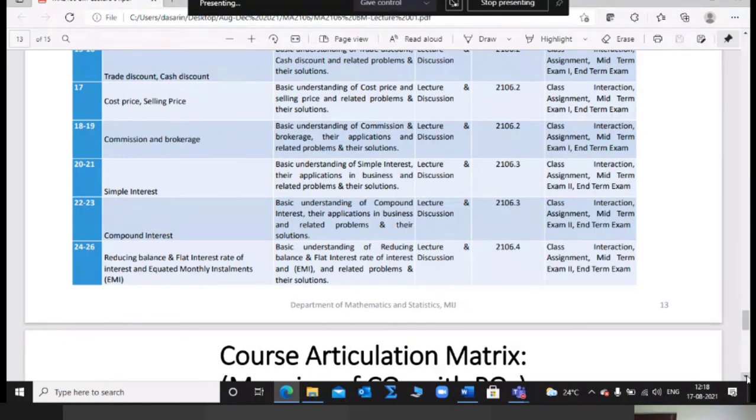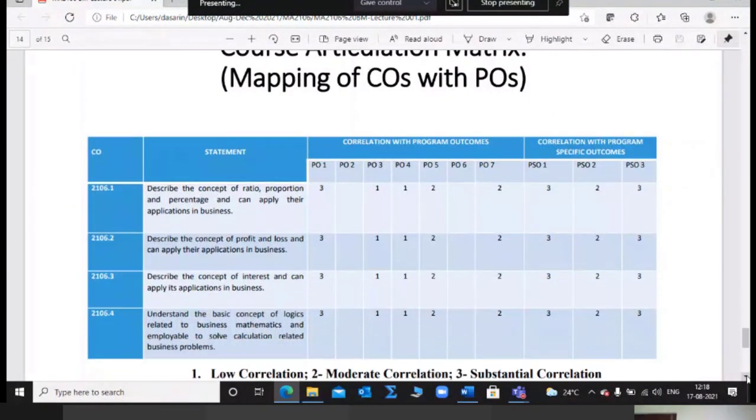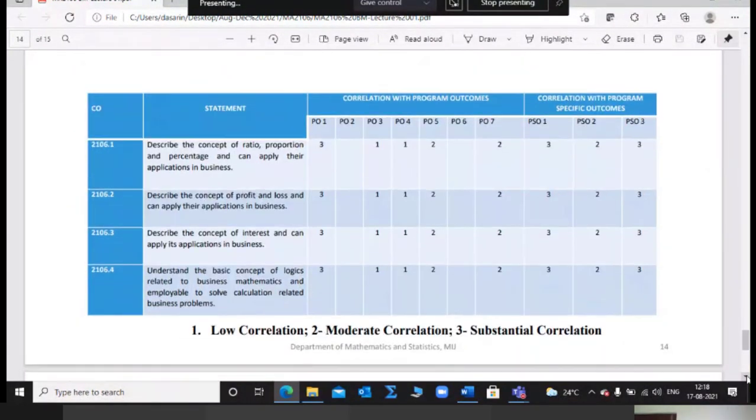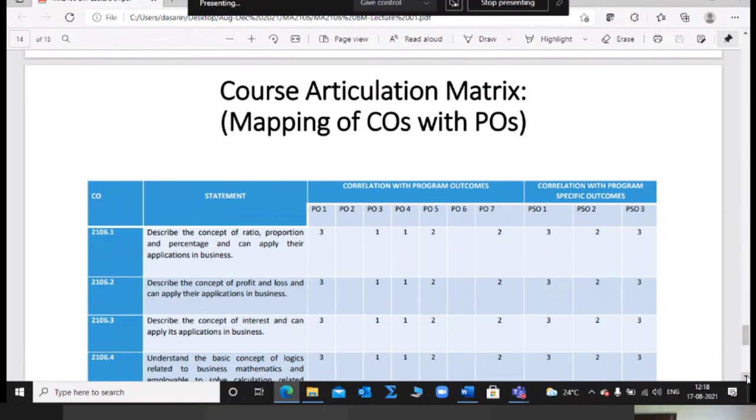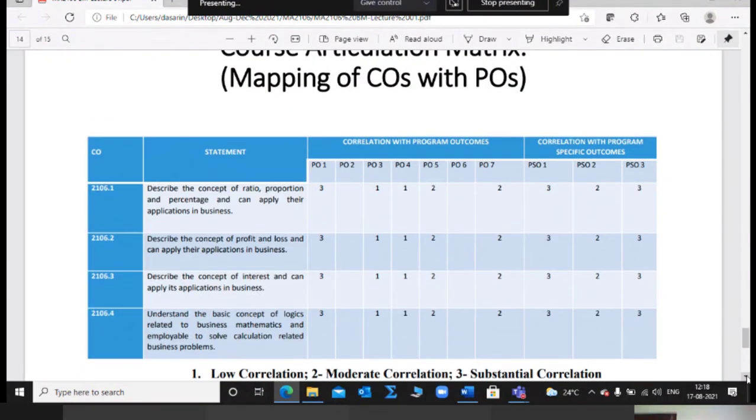Though it's not important for you, it is rather important for us to understand how much you have learned. This kind of mapping is required. What is that? Course outcomes are related to the program outcomes. As I mentioned, there were four course outcomes: course outcome 1, 2, 3, 4. Those were mentioned row wise, and column wise we have the program outcomes 1 to 7, and program specific outcomes 1 to 3.